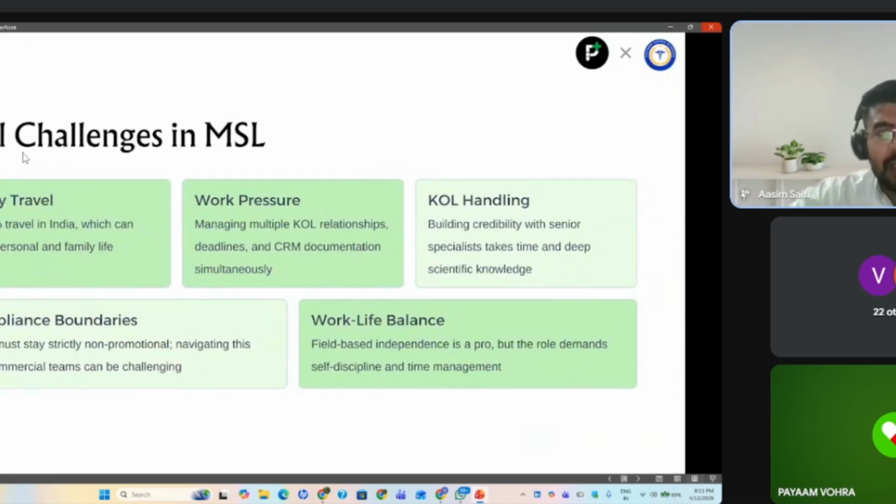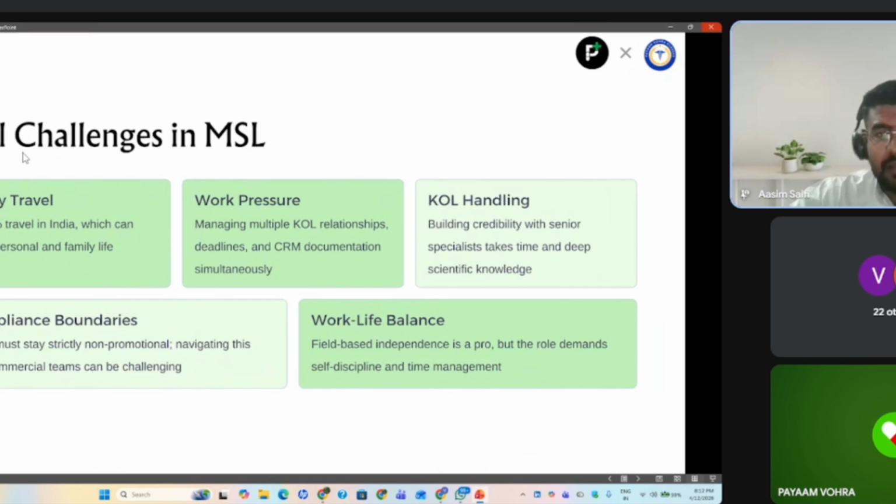Okay, real challenges in MSL: heavy travel. Yeah, that's what I was saying. Work pressure, managing multiple KOLs, relationship deadlines, CRM documents. KOL handling, like building credibility with senior specialists. Yeah, that's why I was telling.